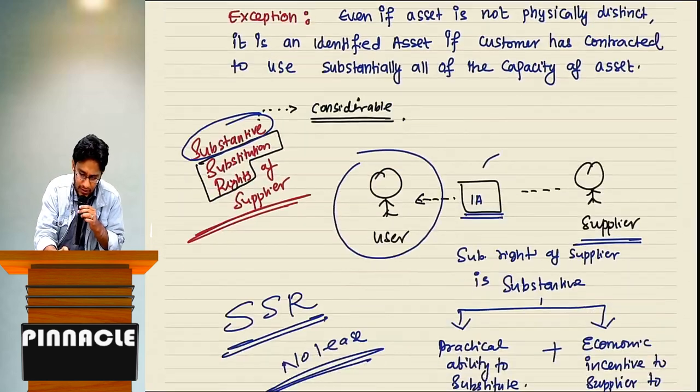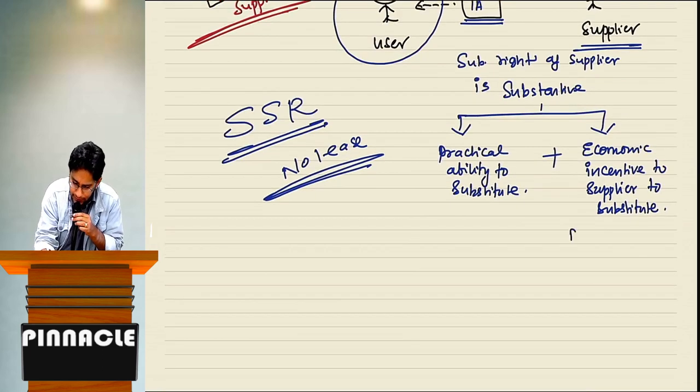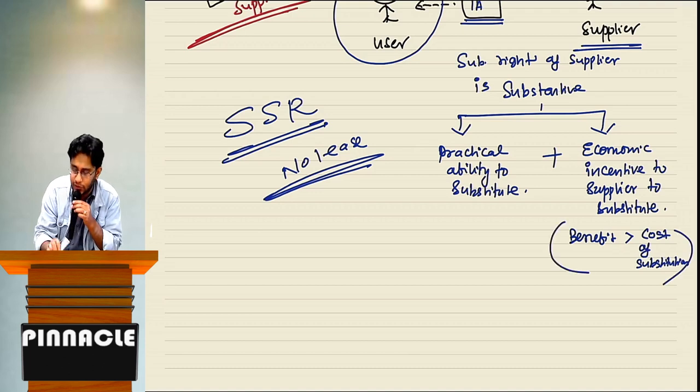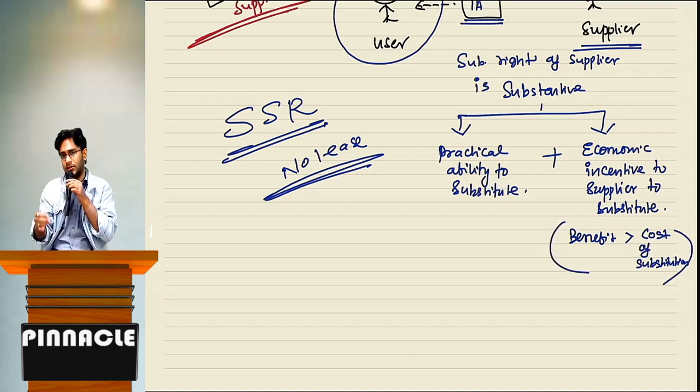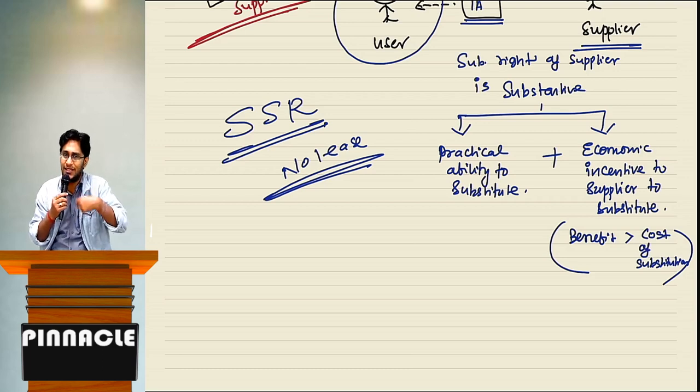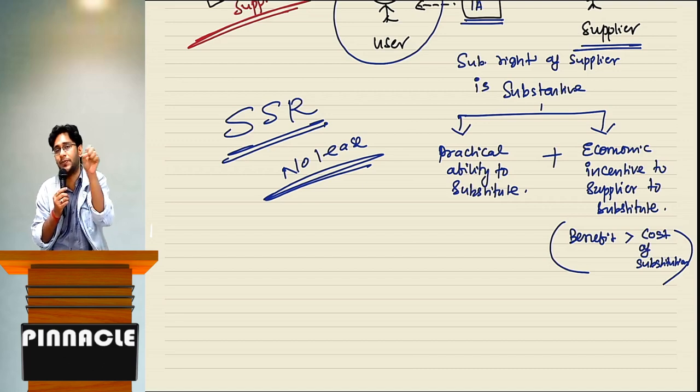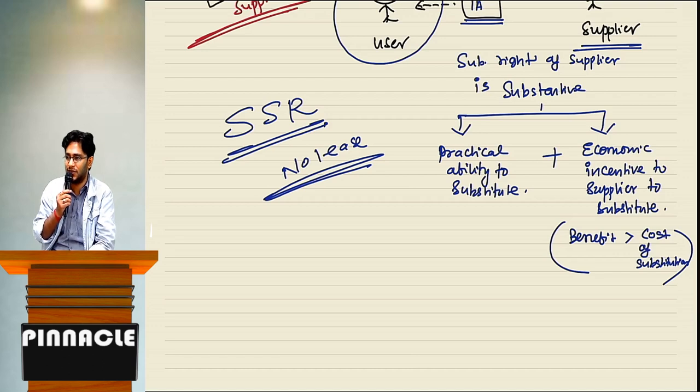Economic incentive means the benefit to the supplier should exceed the cost of substitution. Cost of substitution means he will incur certain costs to replace the asset, like transportation cost or again doing customizations from another asset and all. The asset he is taking from me and giving to somebody else, or he is going to use it for some other purpose. That benefit should exceed the cost he is incurring to substitute the asset.